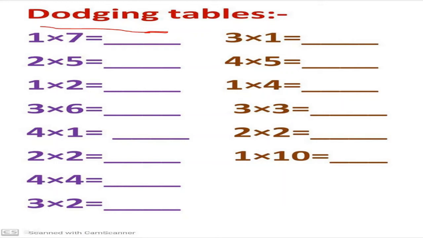1 sevens are. Remember, start counting. 1 ones are 1, 1 twos are 2, 1 threes are 3, 1 fours are 4, 1 fives are 5, 1 six are 6, 1 sevens are 7. Okay. Now 2 fives are. So what you have to do? You have to start counting from 2 ones are. 2 ones are 2, 2 twos are 4, 2 threes are 6, 2 fours are 8, and 2 fives are, yes, 10.